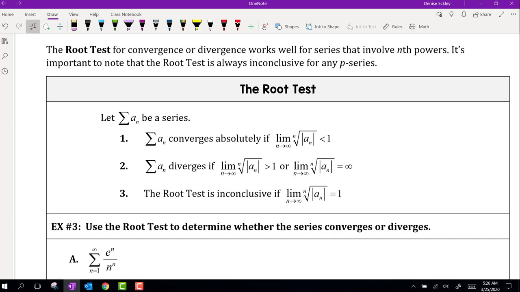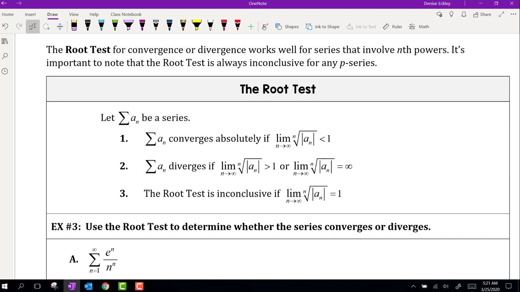So it works well for any series that involves the nth power. But this is an important note, it's not always conclusive for p-series. Because p-series are usually n to a p power, it's not the best test to use for p-series. They have their own test, so why not use that?